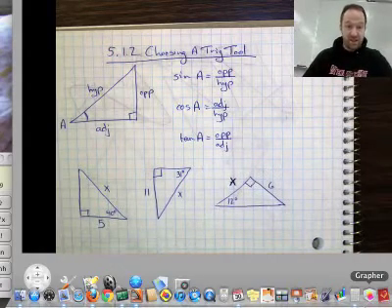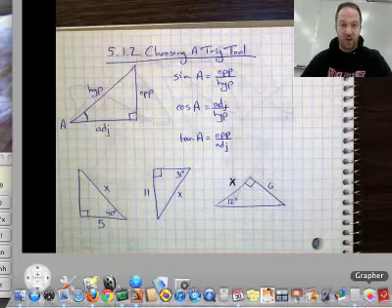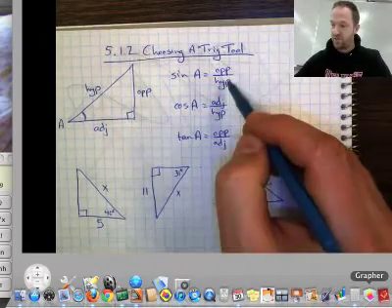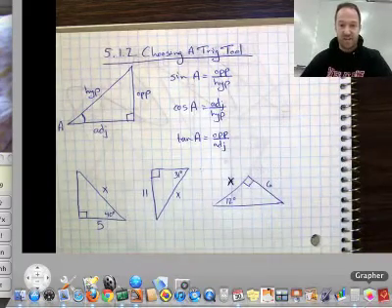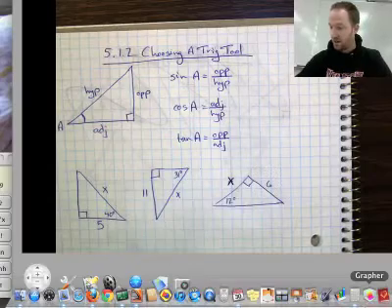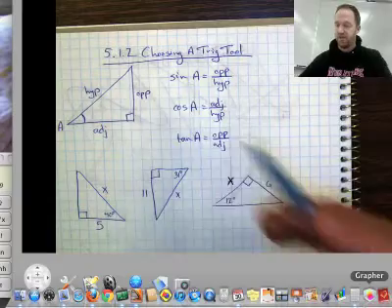So if you're looking for the opposite side and you know the hypotenuse, then that would be a case where you would use sine. If you knew the opposite side and were looking for the adjacent side, well, opposite and adjacent, that's tangent. So you'd use tangent in that case. And that's really how you figure it out.